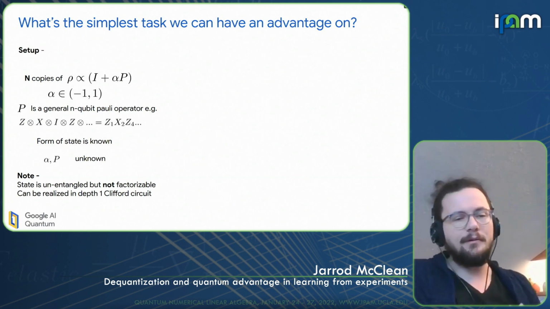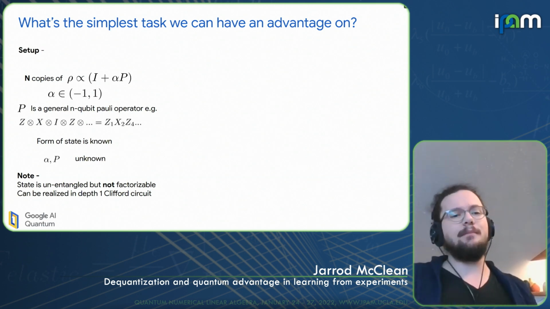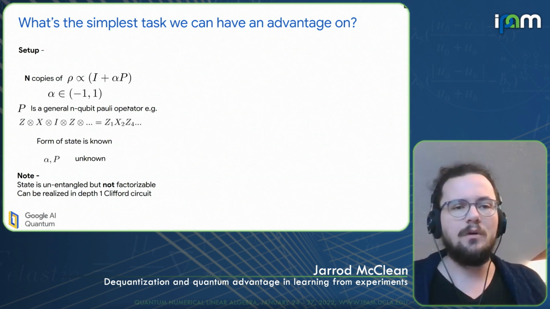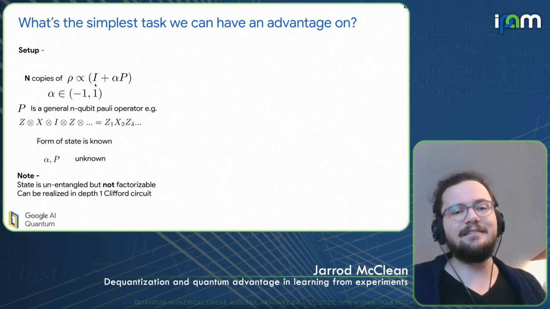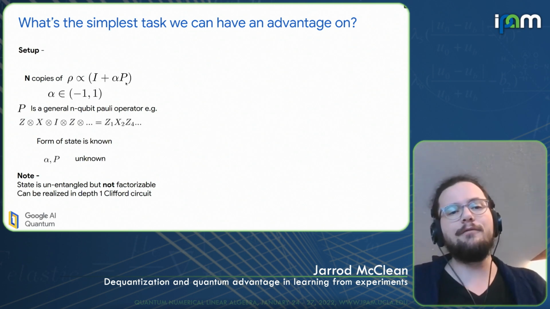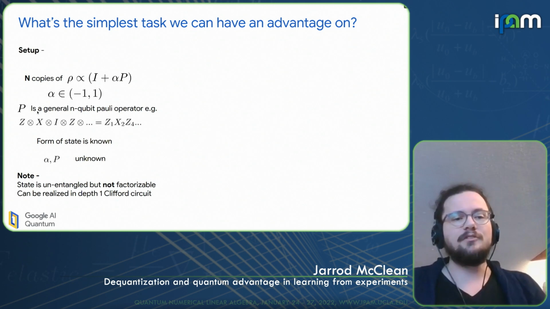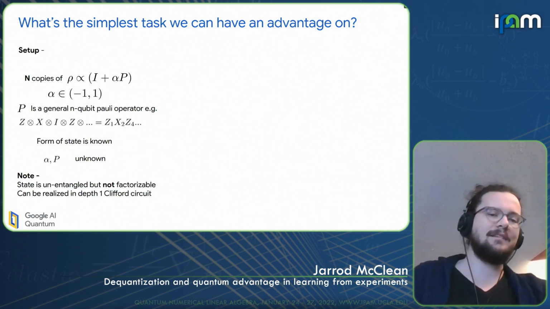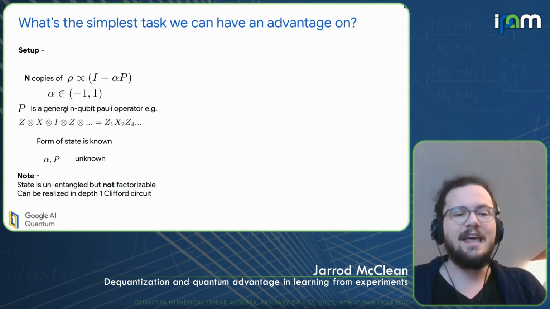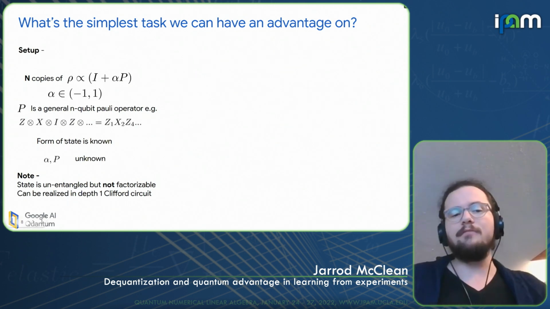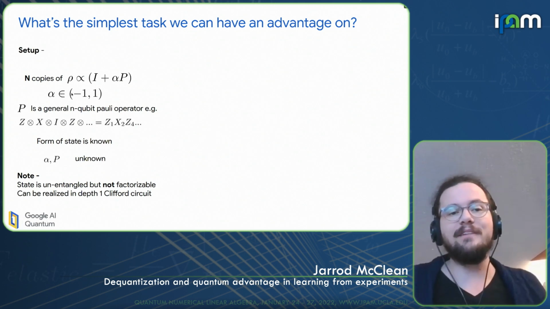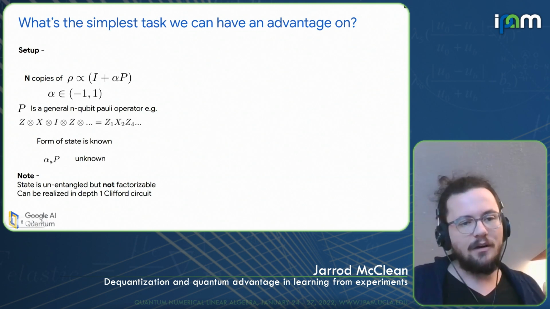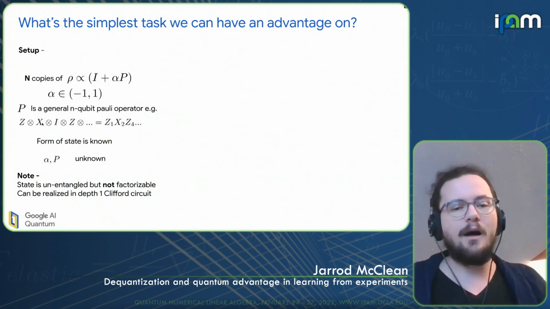So what's my setup? I'm going to collect n copies of the state rho, which I'm just going to say is the identity plus some coefficient alpha times a Pauli operator. So P is just some general n-qubit Pauli operator like Z1, Z2, X, or ZX, or something like this. And I'm going to allow all of my learning agents to know the form of the state. So they know it takes exactly this form, but they're not going to know the exact value of alpha or the exact value of the Pauli operator.